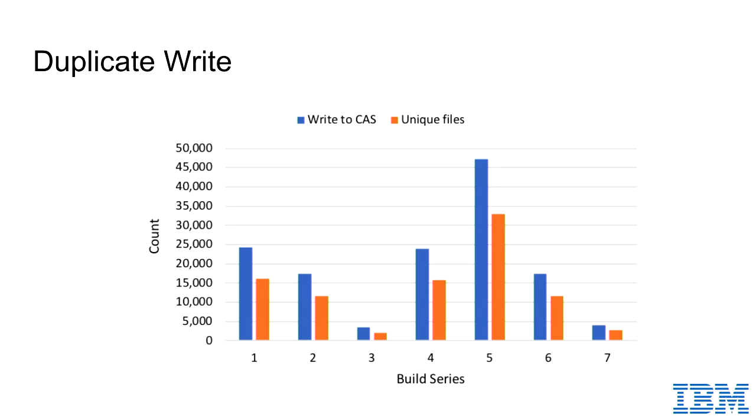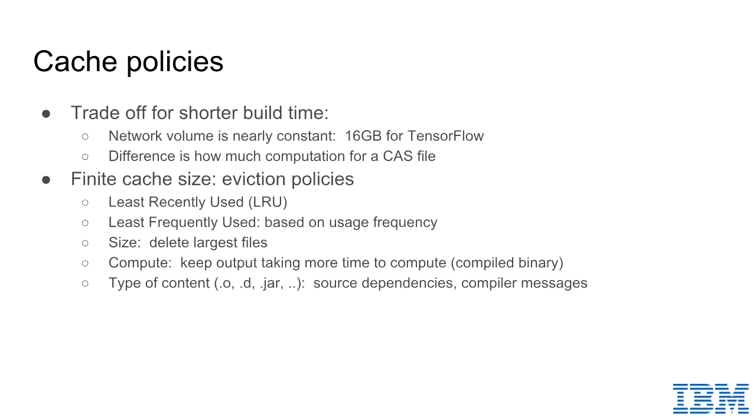But it does show that if there's a way to detect those writes and not repeat them, then that could potentially be a saving as well. And if we can do this from the side of the Bazel build server, then we can just avoid all these writes to the cache. Right? So that could be another potential saving.